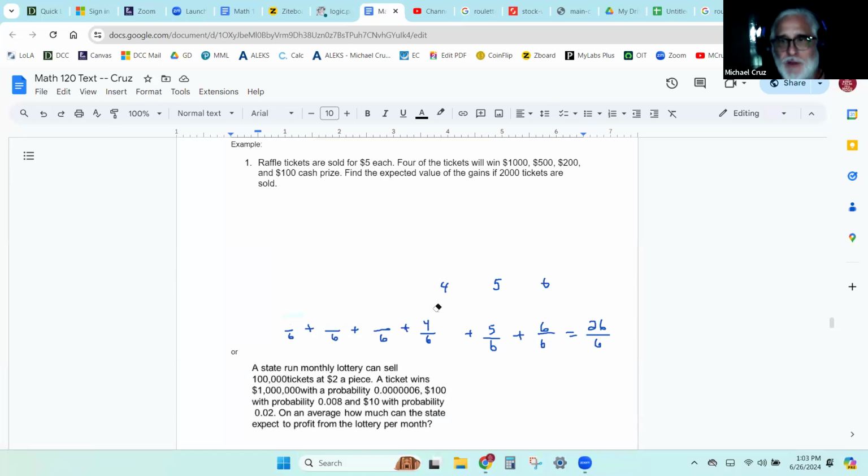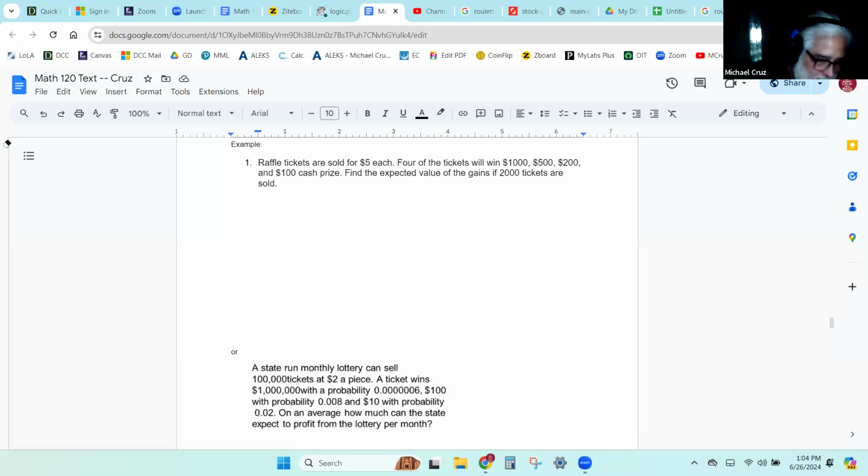So raffle tickets are sold for $5 each. And this is what I was missing about that one this morning about the roulette wheel. You're paying $5 to play the game. I should have just taken it at that rather than thinking you were winning $10. But the $10 you get back is partially your $5. So that was the mistake on that one.